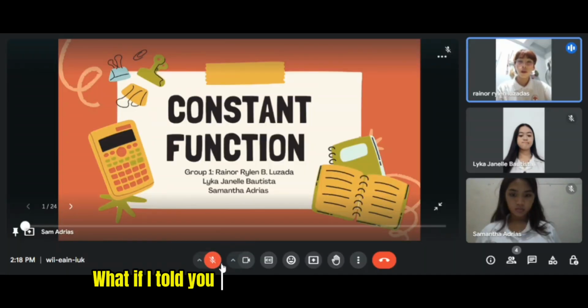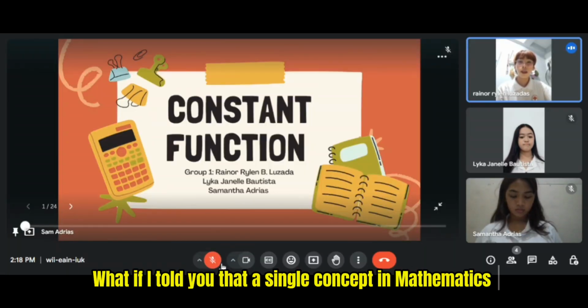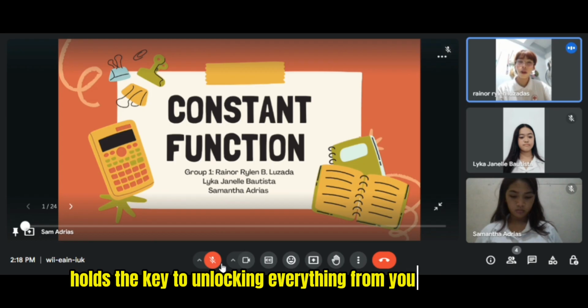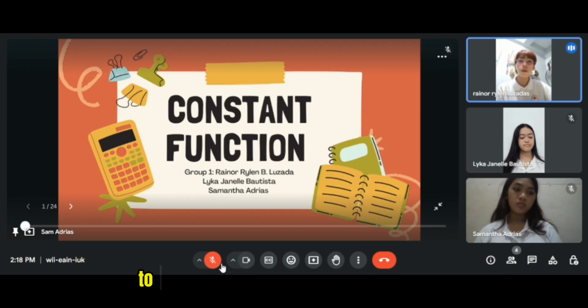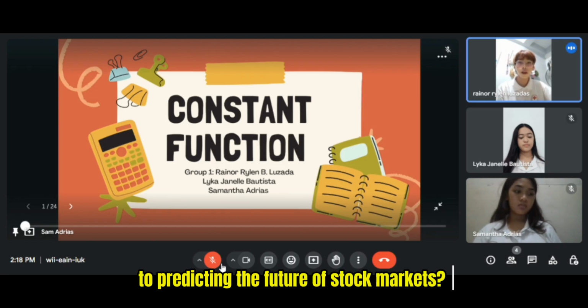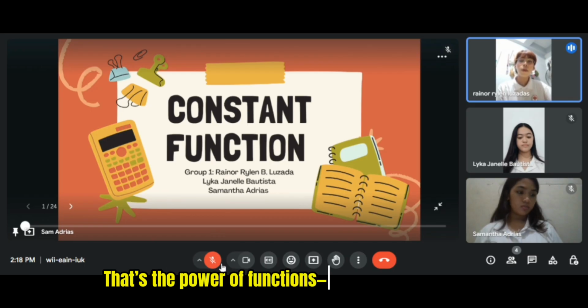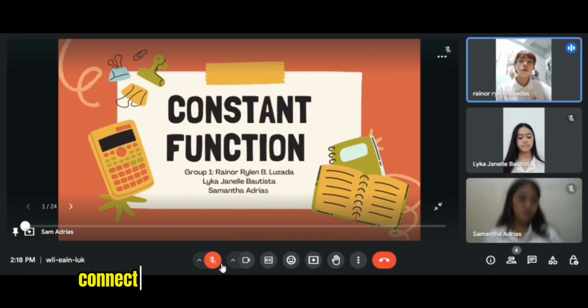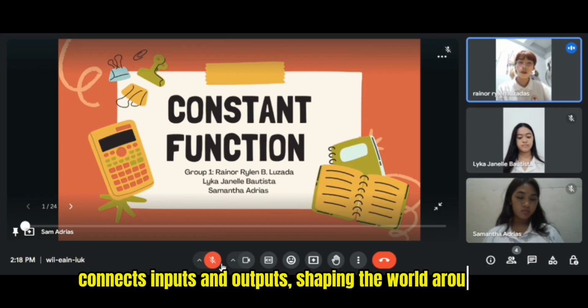What if I told you that a single concept in mathematics holds the key to unlocking everything from your phone's GPS to predicting the future of stock markets? That's the power of functions, the hidden force that connects inputs and outputs, shaping the world around us in ways you'd never imagine.